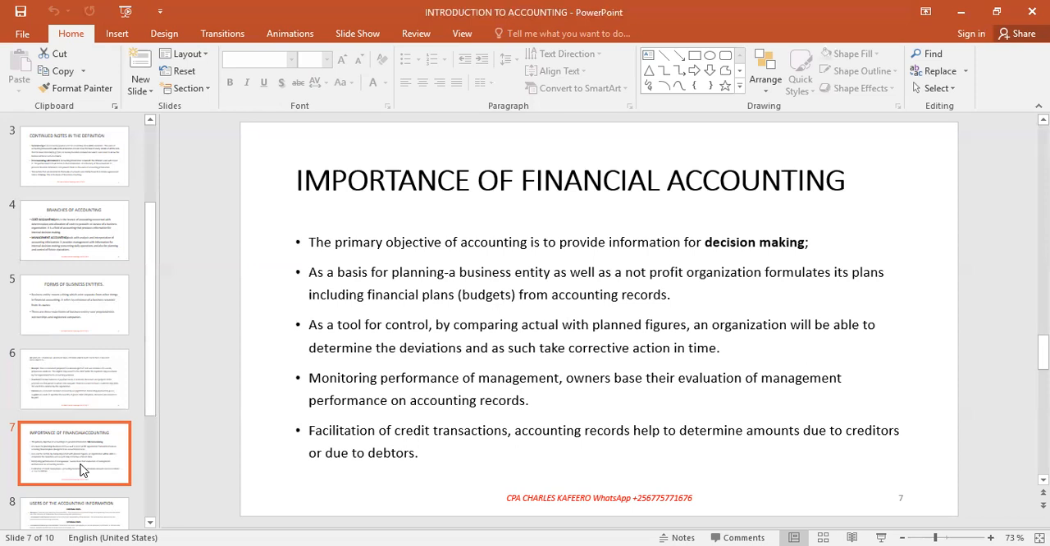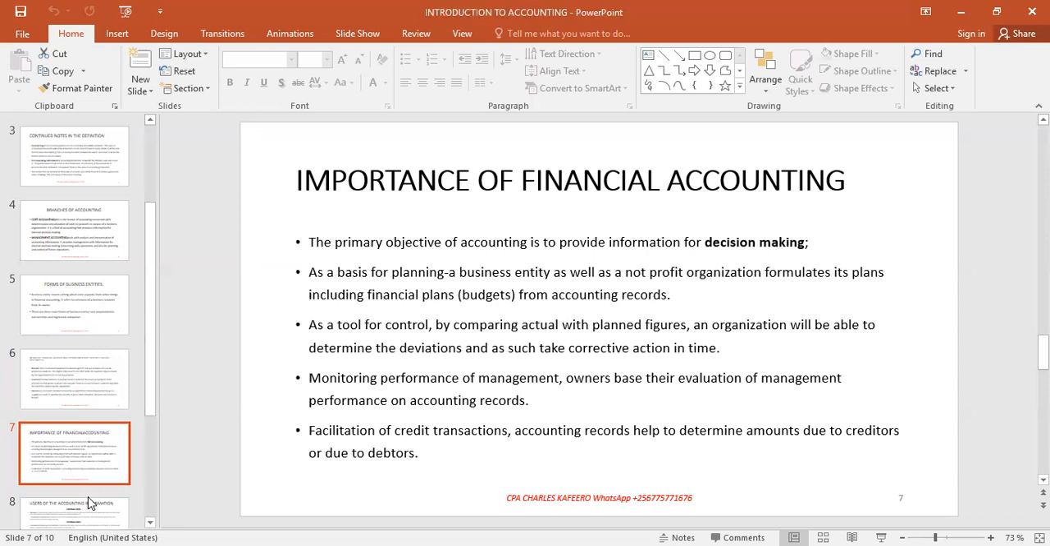The other thing you can talk about is facilitation of credit transactions. Accounting records help to determine the amount due to creditors or due from debtors. You can base on some of the source documents and say, this amount and this amount was unpaid at the end of this period. By that, you know where to start from next month. If you want to get another credit facility, you'll know how you really paid what they had given you first.